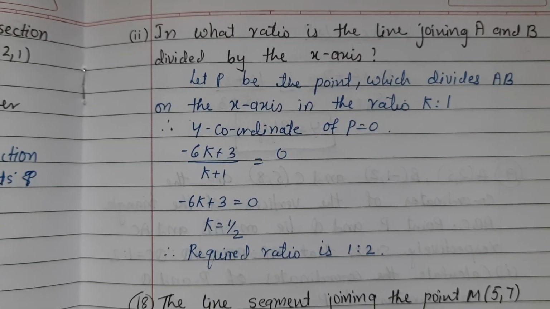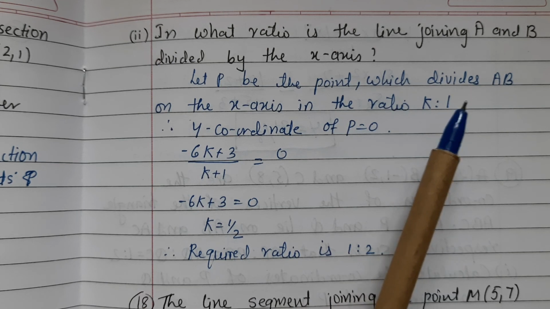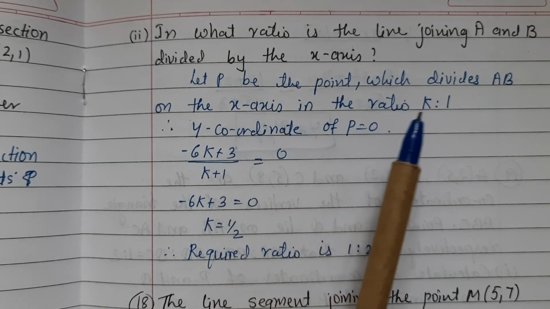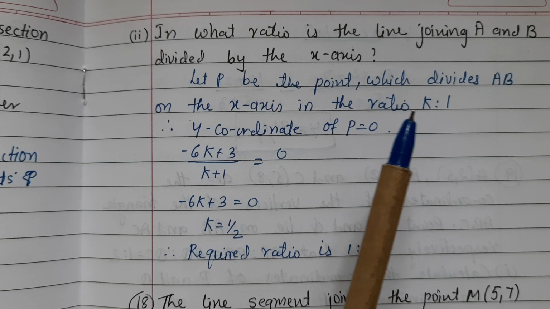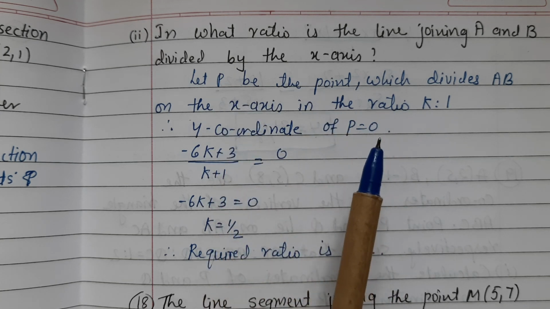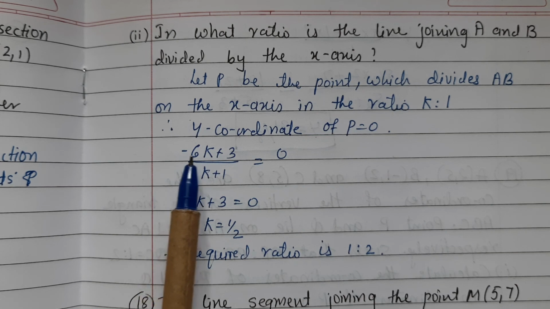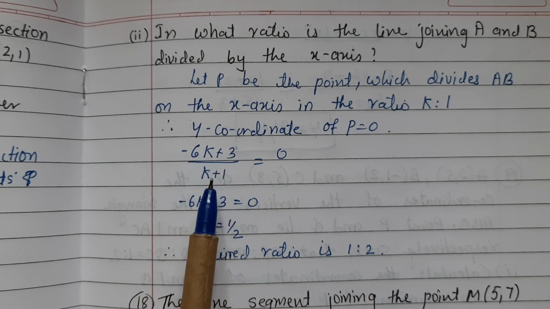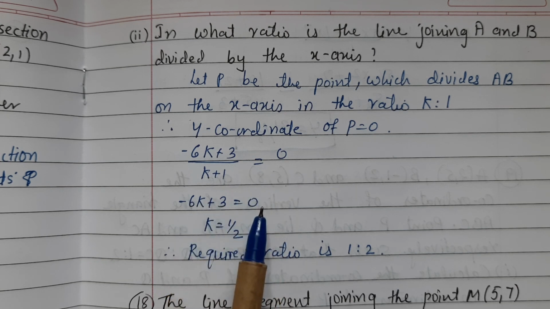Second part, in what ratio is the line joining AB divided by the x-axis? Let P be the point which divides AB on the x-axis in the ratio k is to 1. On the x-axis, so the y coordinate of point P is 0. Y coordinate is (minus 6k plus 3) upon (k plus 1) equal to 0. Minus 6k plus 3 equal to 0. k equal to half. Therefore, the required ratio is 1:2.